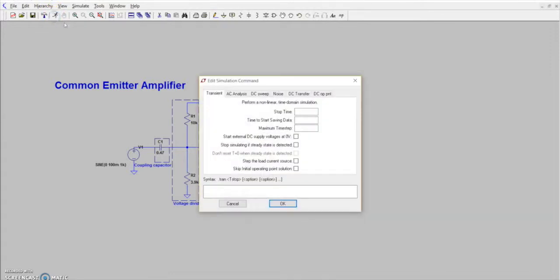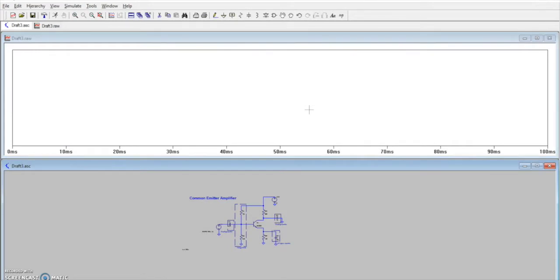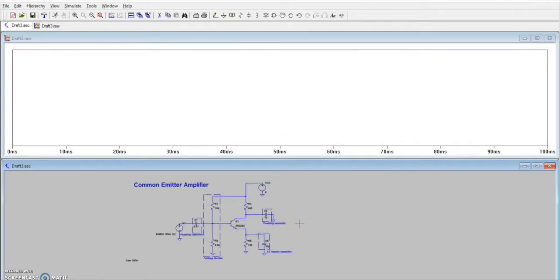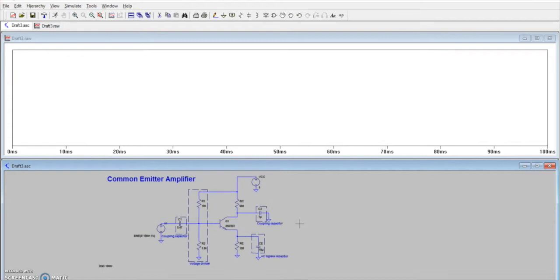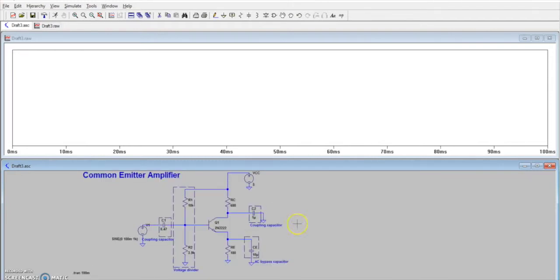Here we're going to click on the running man in the upper left hand corner on the toolbar. We don't want to do anything fancy other than verify when the simulation is going to stop, so I'm going to put in 100 milliseconds. Let this simulation run. We want to look at two signals, the output signal at the collector and the input signal at the emitter, at the base, sorry.